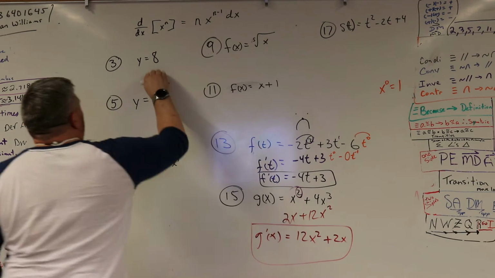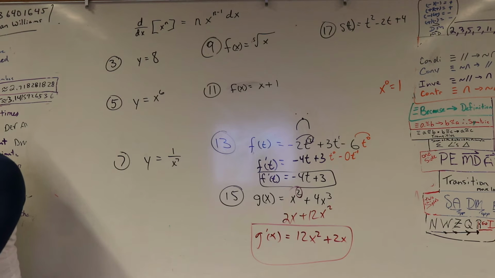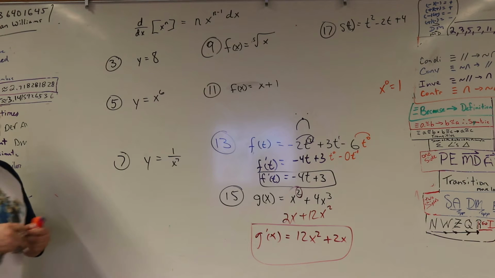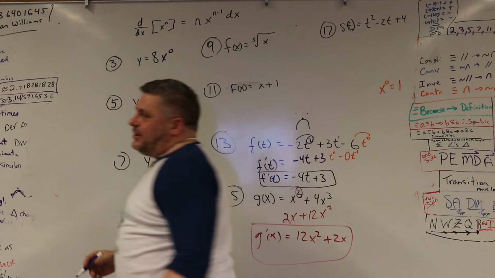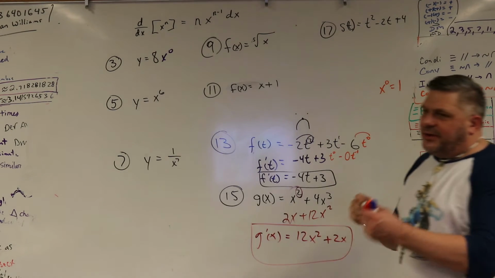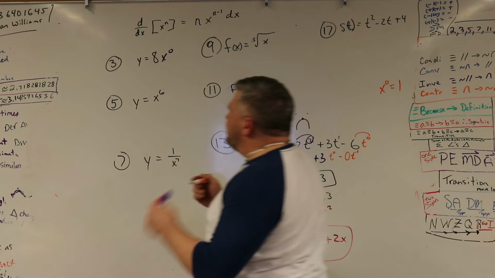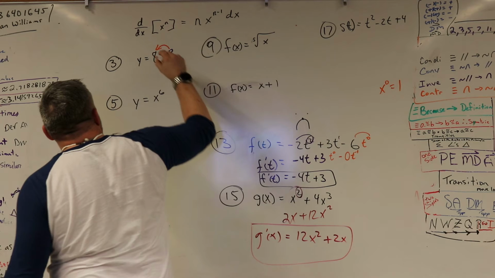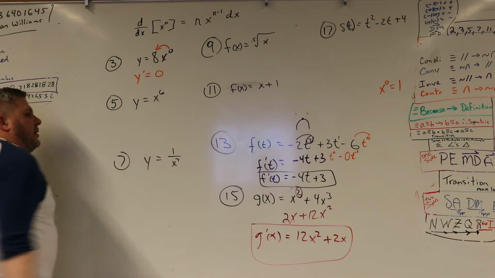Now when we start to do these other ones, when we come to this one, now it's kind of funky, but it should make sense now, right? So remember, there's an x to the 0 here, right? With the 8. And then what is 0 times 8? 0. So y prime is equal to 0.